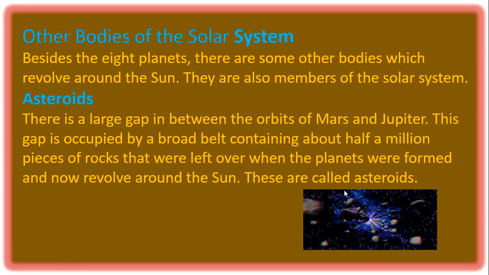So, the gap between Mars and Jupiter is occupied by a broad belt, and this belt has about 500,000 pieces of rocks left over from the planets which revolve around the Sun. These rocks are called asteroids. See the diagram, these are called asteroids.